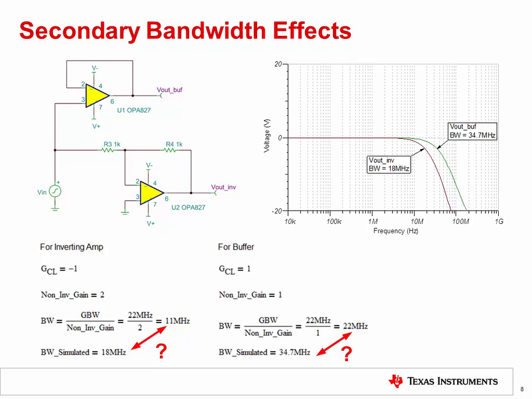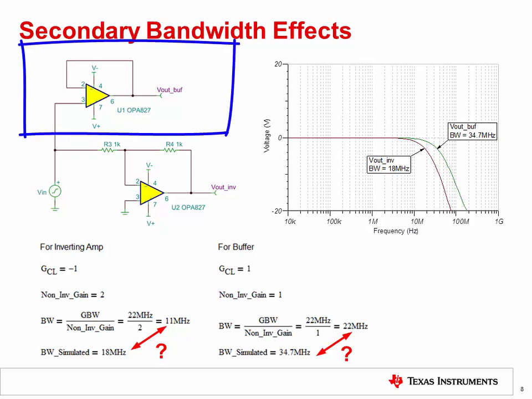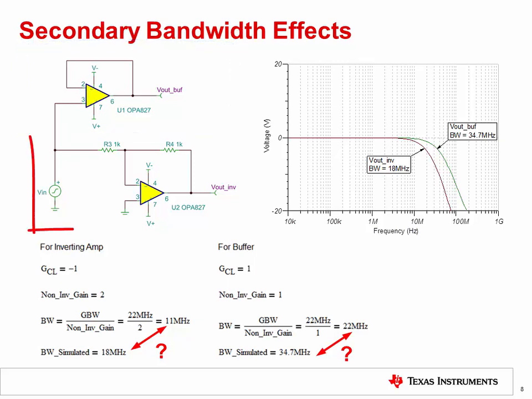Now let's take a look at secondary bandwidth effects. In this simulation, we again have a buffer with a gain of 1 volt per volt and an inverting amplifier with a gain of minus 1 volt per volt. These are the same circuit configurations as shown previously. The only difference, however, is that the amplifiers in this simulation are OPA827 macro models, whereas the previous simulation used a simplified single-pole op-amp model.